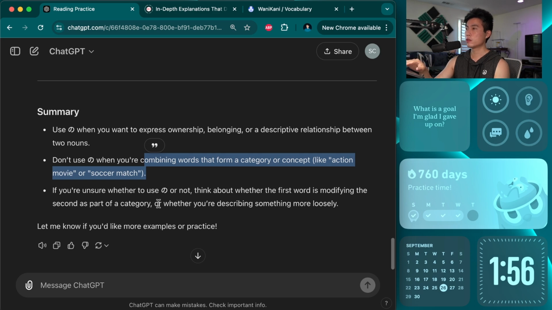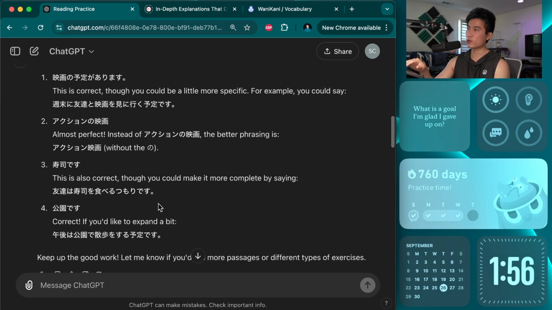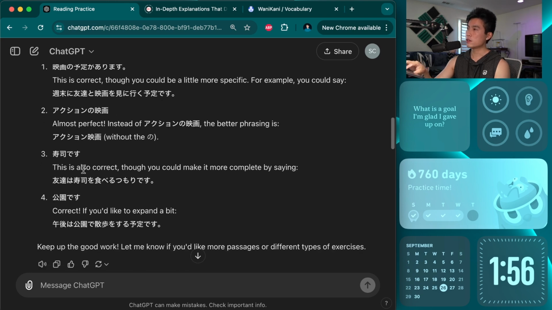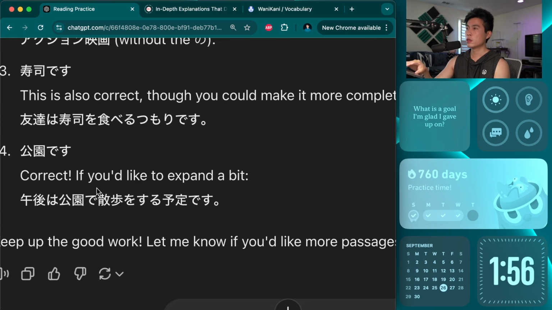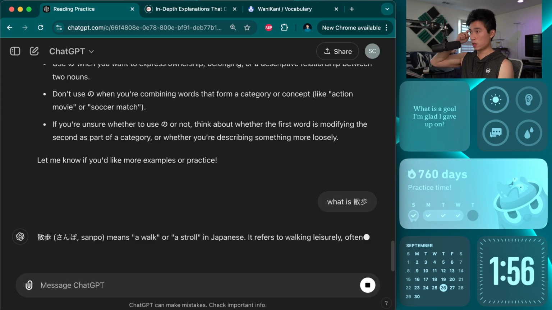Okay, got it. I think I got it. That sort of clarifies it, I think. Okay, this is also correct, though you can make it more complete by saying tomodachi wa sushi o taberu tsumori desu. Koen desu. Correct. If you'd like to expand a bit, gogo wa koen de. I still don't know what this is. Let's see. It is sampo.